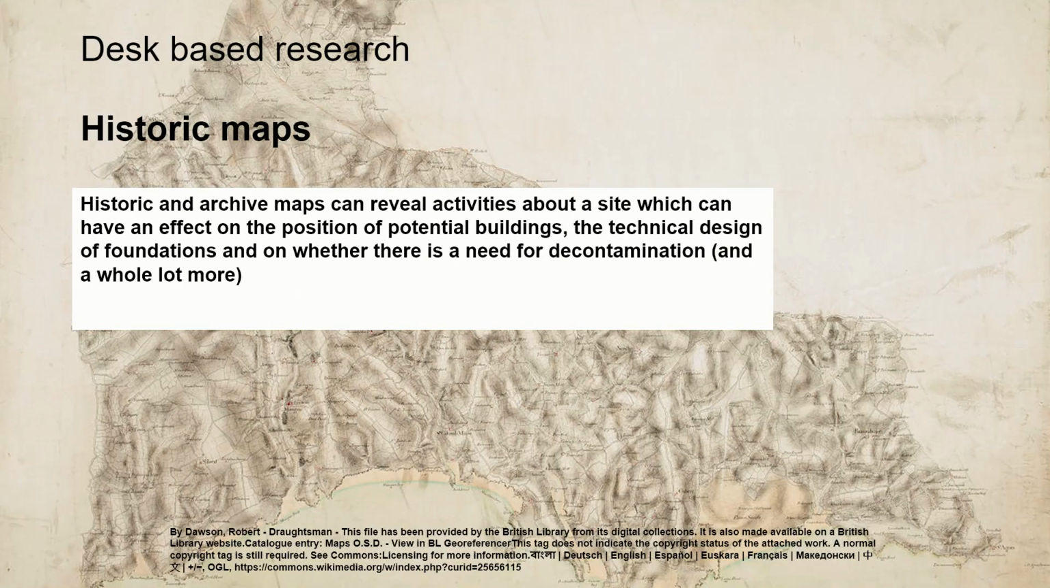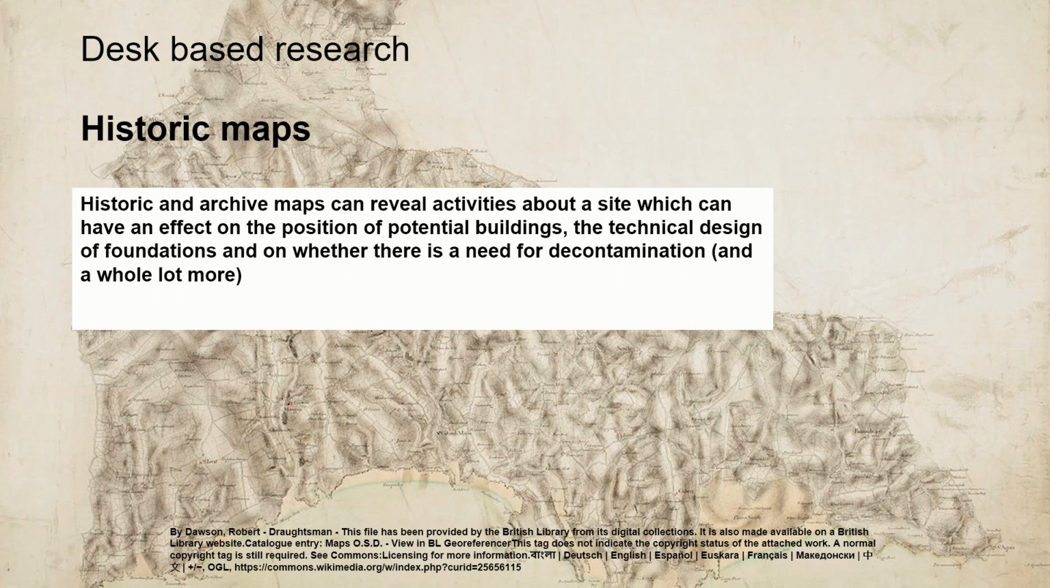Historic maps are quite good as well, they give you good information, and they can tell you about activities that happened in a particular area which perhaps are no longer there, or they can tell you about buildings that have been demolished, and they can give you information which can impact on the design of foundations or whether there's the need for decontamination.